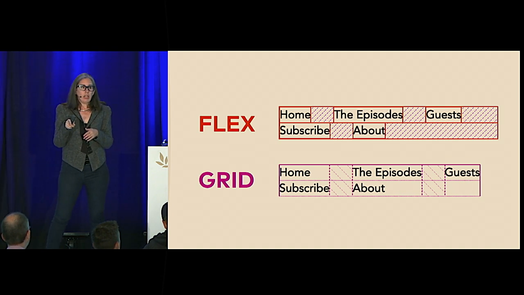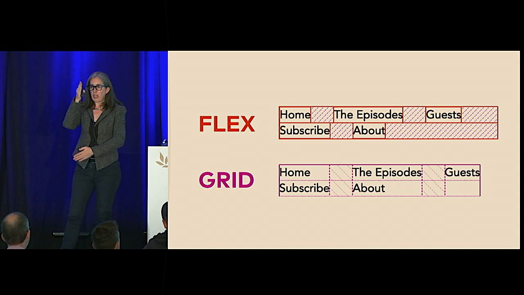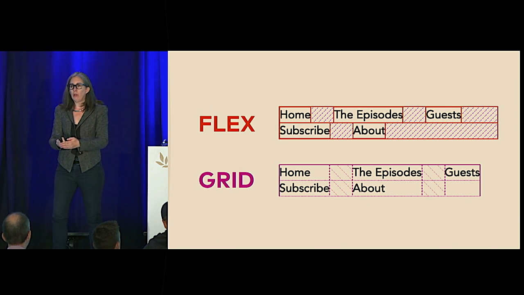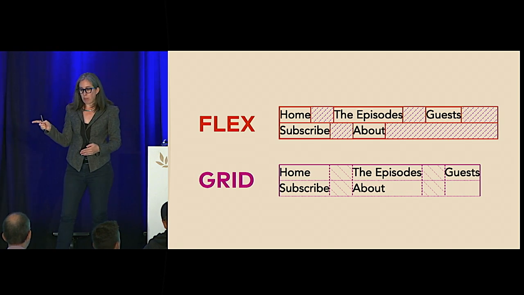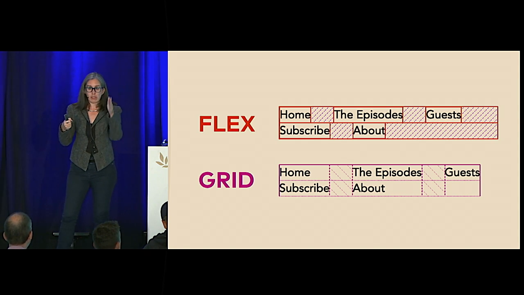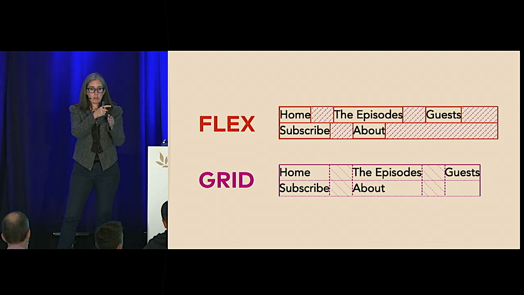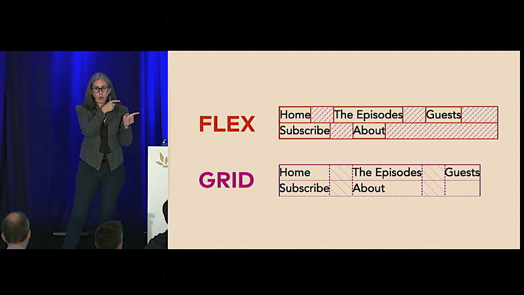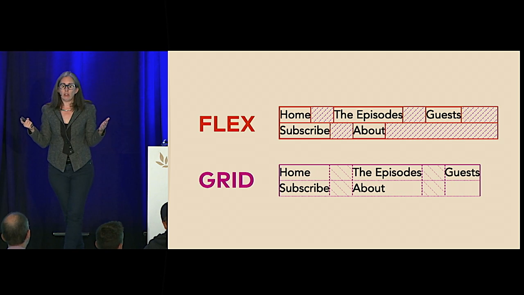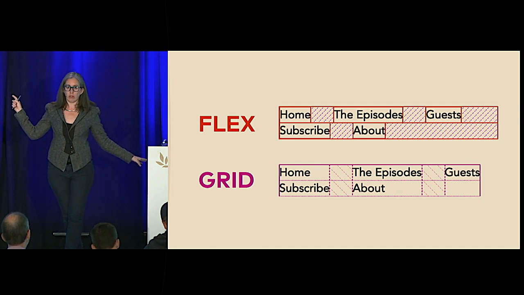Grid doesn't do that. Grid is going to automatically put things into columns that go from one row to the next row. And so the episodes and about do line up. The word subscribe is going to determine where the end of that column is, and the word episodes is going to start based on where the word subscribe ended, even though they're in different rows. There are other differences between Flexbox and Grid, but this is one of the biggest ones.